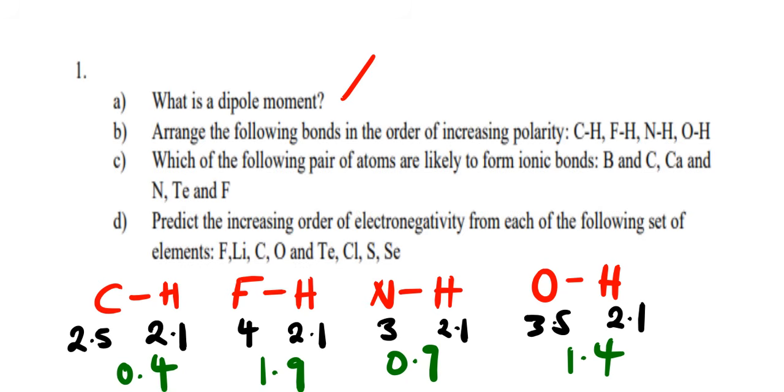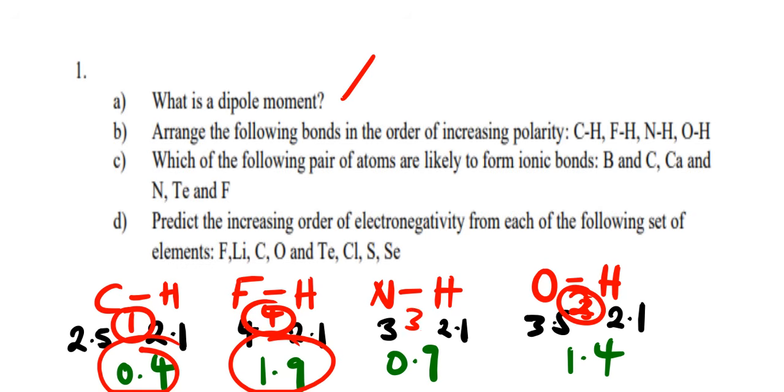Okay, so which one is the most polar? Our 1.9 is going to be the most polar. Then which one is going to be the least, in terms of polarity? We're going to have the 0.4. So this is 4, this is 1. Then which other one between these ones? This one will be 3, this one will be 2, and this one will be 3.